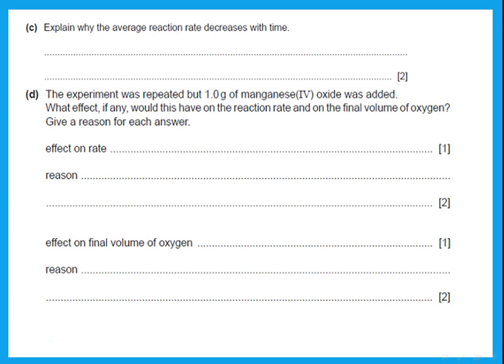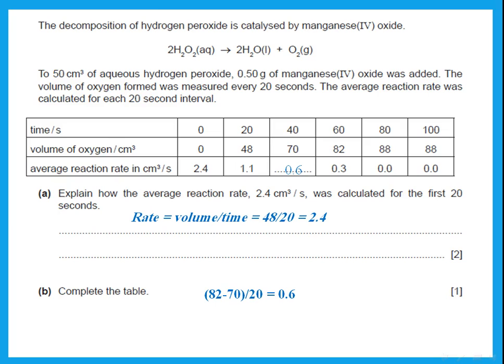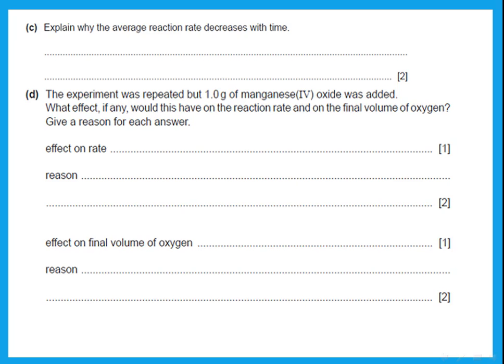Okay. Explain why the average rate. So as you see, the rate is decreasing. The average reaction rate is changing from 2.4 in the first 20 seconds to 1.1 to 0.6 to 0.3 to 0 in the end. So why is the rate decreasing? Again, we're saying the reactants are being used up, so less collisions.